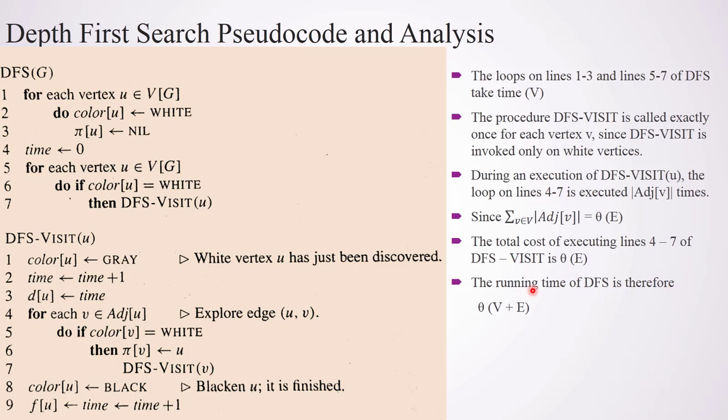The running time of DFS is therefore theta of V plus E. V is the time taken to visit all the vertices. Also, when we visit each vertex, we traverse its adjacency list, and the total length of the adjacency lists is equal to the number of edges. So we get a running time of DFS as theta of V plus E.